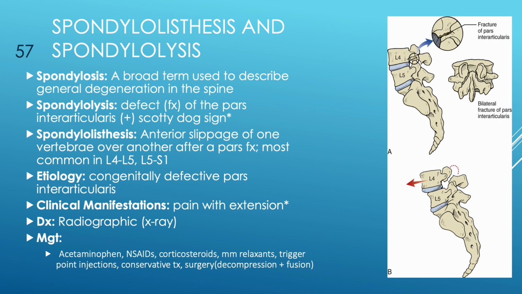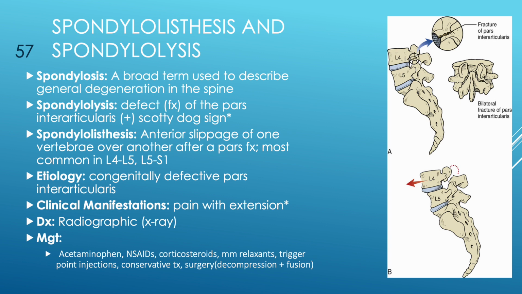Spondylolisthesis and spondylosis. Spondylosis is a broad term used to describe general degeneration in the spine. Spondylolysis is a defect or a fracture of the pars interarticularis with a positive Scotty dog sign. Spondylolisthesis is an anterior slippage of one vertebra over another after a pars fracture. It is most common at L4 and L5 or L5 and S1.